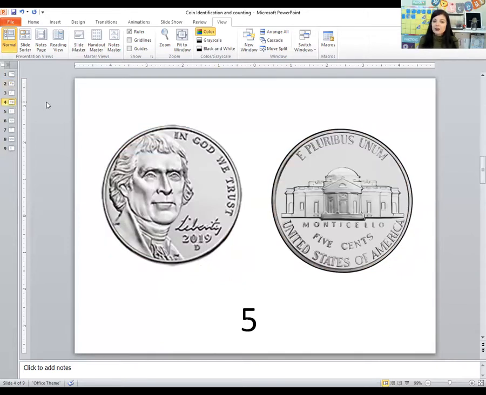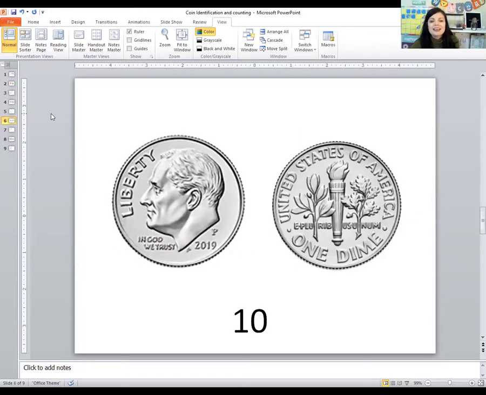This is a nickel. A nickel is silver in color. A nickel is worth 5 cents. Look really closely because I'm going to test you at the end and see if you remember what the names of these coins are. The back of this one has a building on it. This is a nickel. This one is a dime. Can you say dime?